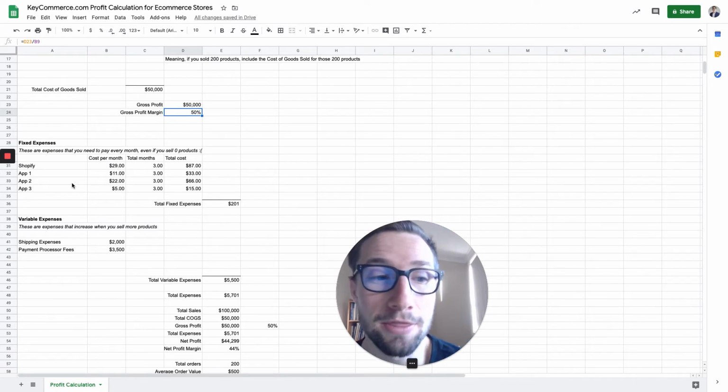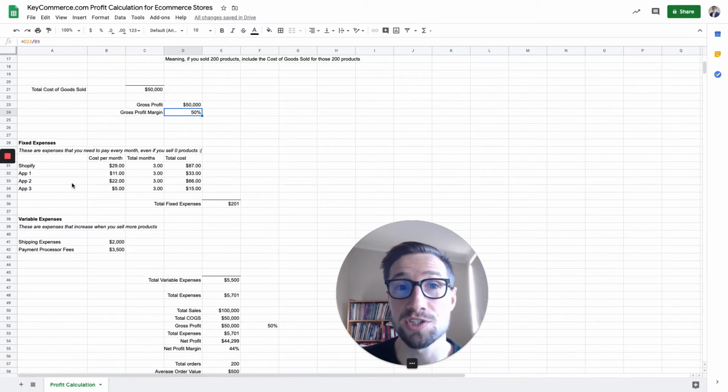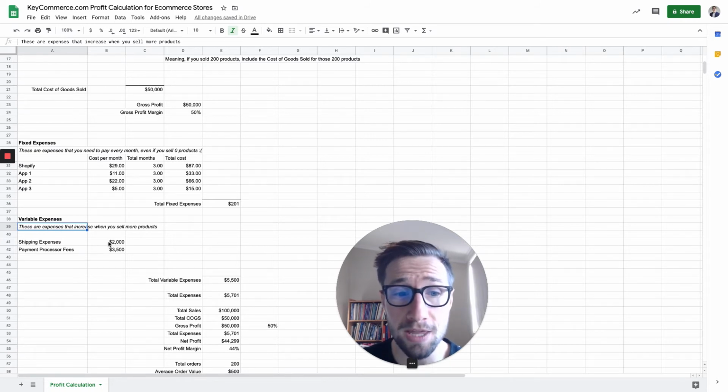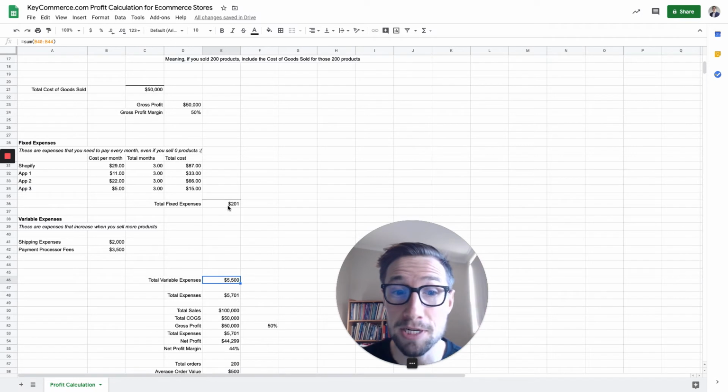Okay, and the reason we split this up between fixed and variable is because fixed expenses actually are much more risky. Even though generally, especially when you're selling more and more products, your variable expenses, these are expenses that increase when you sell more products, are going to be much bigger. Even right now, I've got shipping in there, payment processor fees, total variable expenses is $5,500. That's much more than fixed.